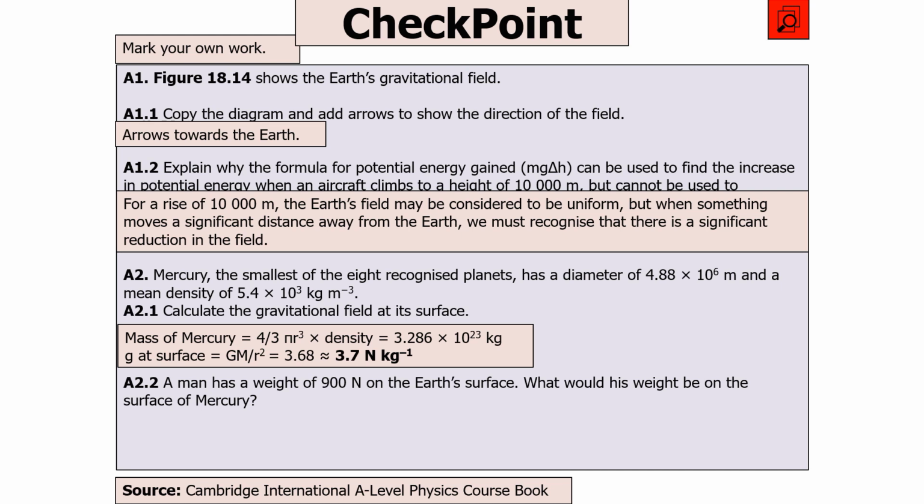Now the next question is, what would the weight be on the surface of Mercury? Well, we've just worked out what small g would be, 3.7 newtons per kilogram. So weight is mass times gravity, so it's 700 times 3.68, so it's 340 newtons.